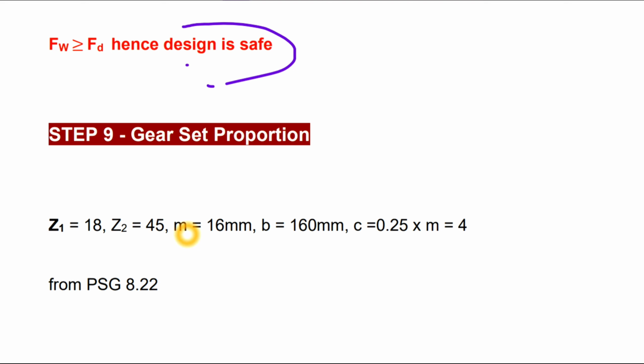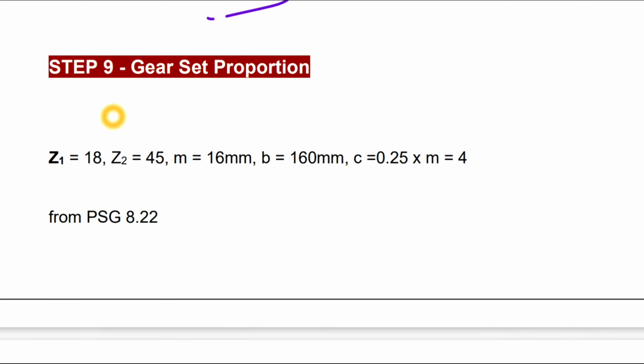Next we will move on to step number 9, gear set proportion. In this, whatever data we have calculated, we will write in one table. Z1 is 18, Z2 is 45, module is 16, B is 160, and C is equal to 0.25 into M. This formula you will get on PSG 8.22. M is 16, so 0.25 into 16 will be 4.